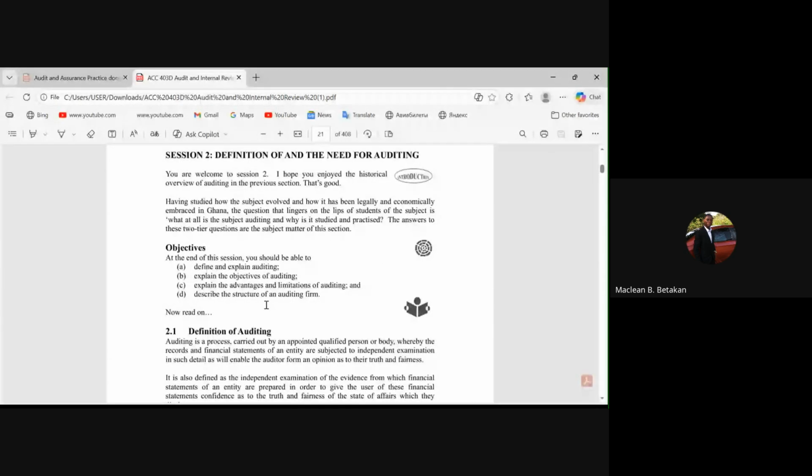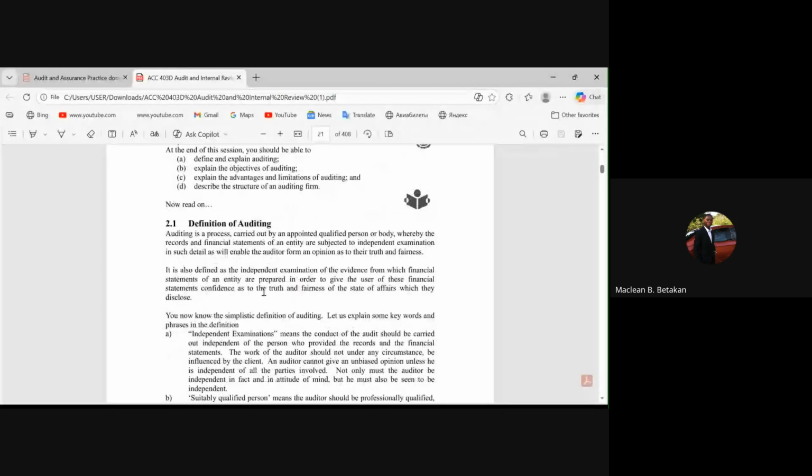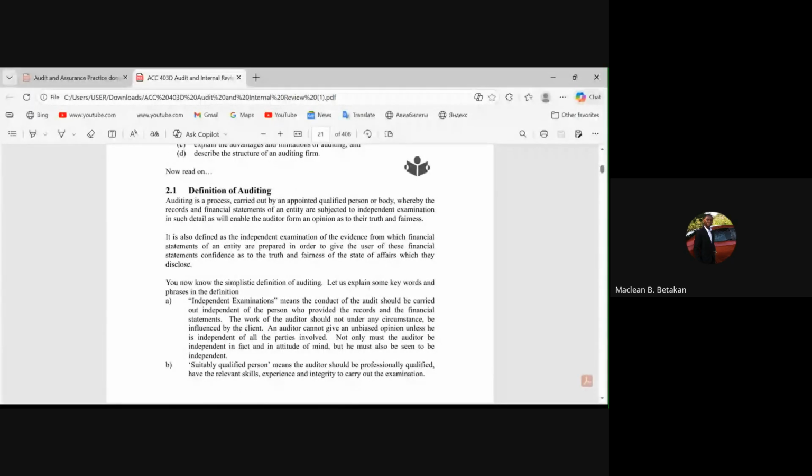Now let's look at some definitions of terms. If there is no question, let's look at the definition of terms. Auditing. What is auditing in your own view? We can simply say that auditing is a process. It's not really an event. It's a process that should be carried out by independent and qualified persons.